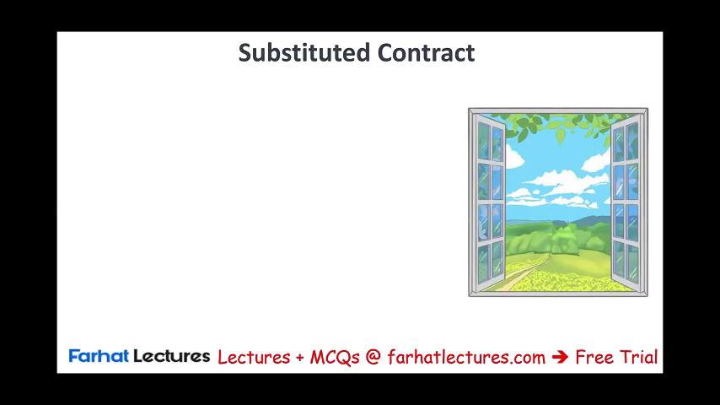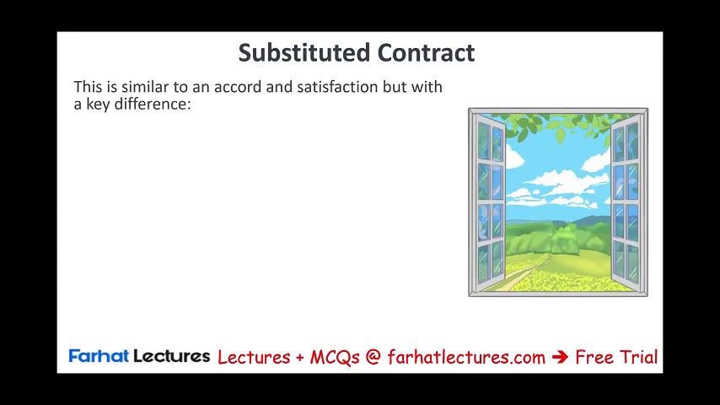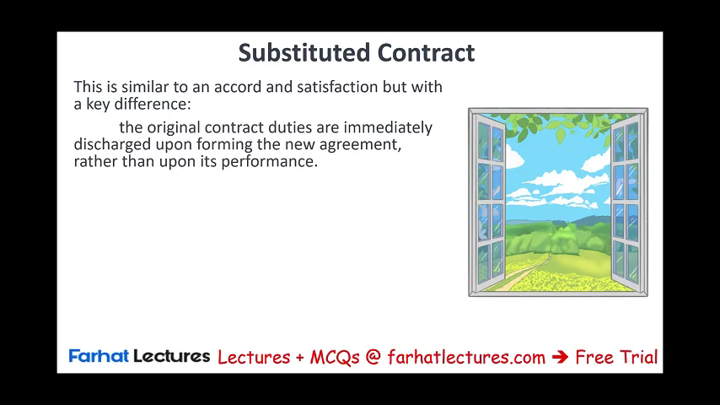Let's now discuss substituted contract. Similar to an accord and satisfaction with a key difference. What's the key difference here? The original contract duties are immediately discharged. So when we do a substituted contract, we X out the original contract upon forming a new agreement, rather than upon the performance of the new contract.